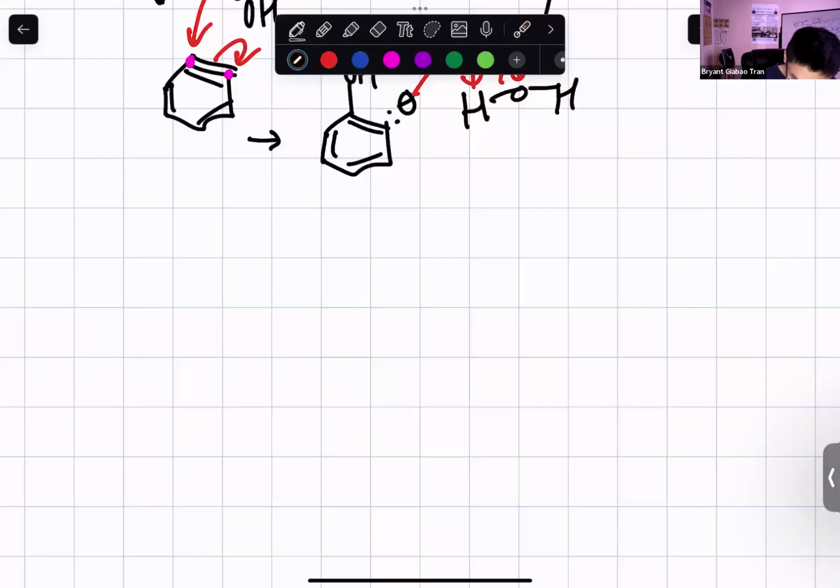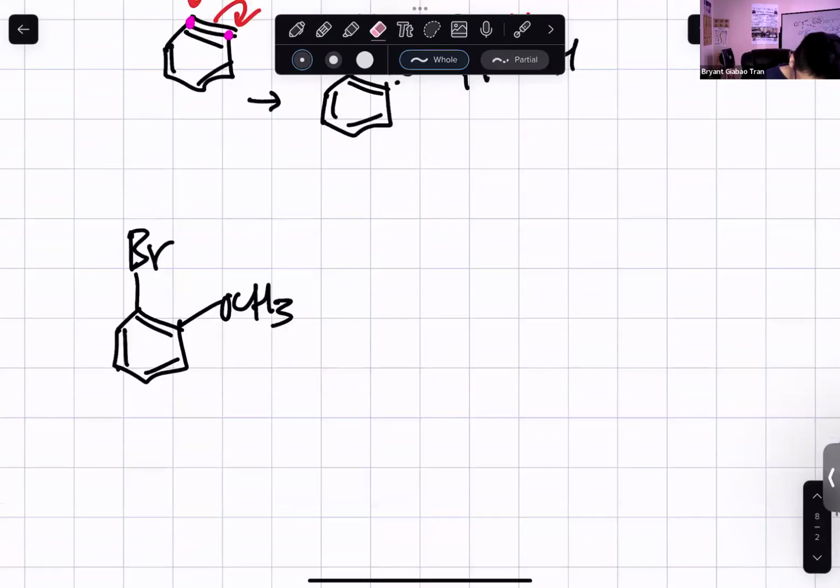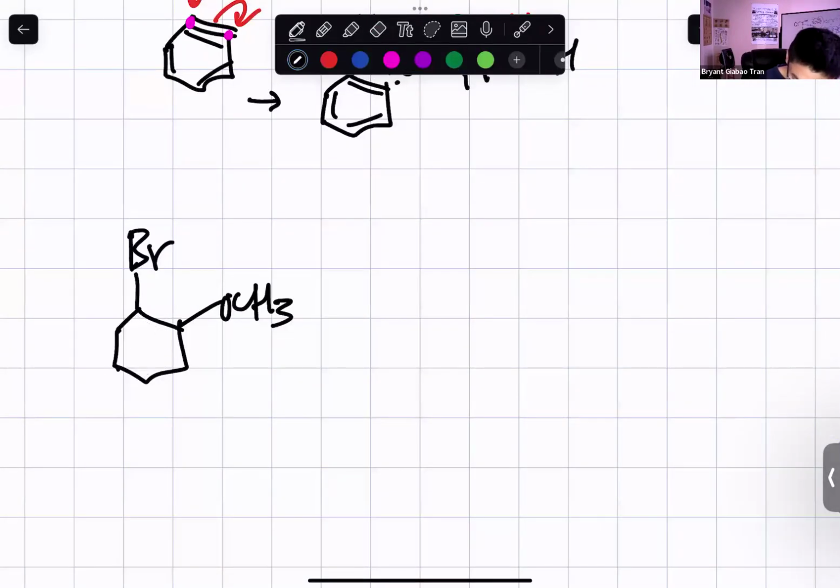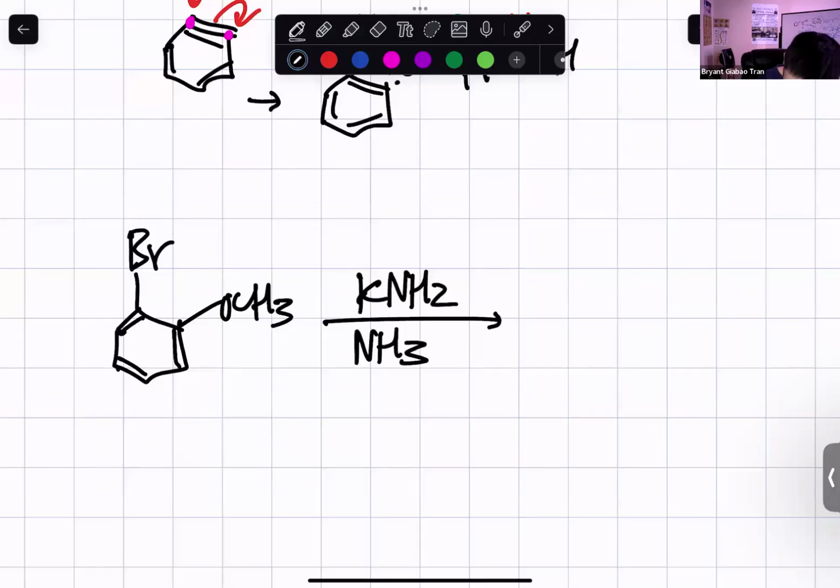But let's say now that we have an EDG ortho to it, which is the example that he gave in lecture, like this, OCH3. And let me make the double bonds like this. That's not an EWG, so don't think about the other reaction we did earlier. This is an EDG here. But this time let's use KNH2 and NH3.